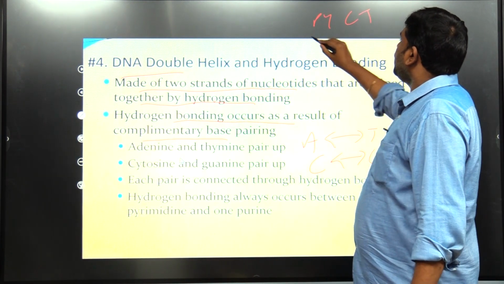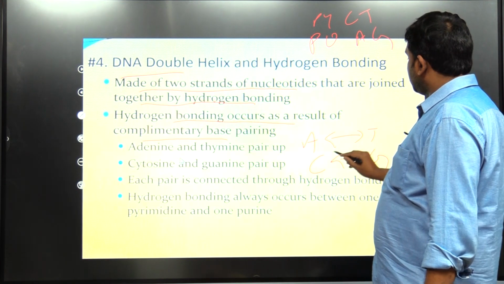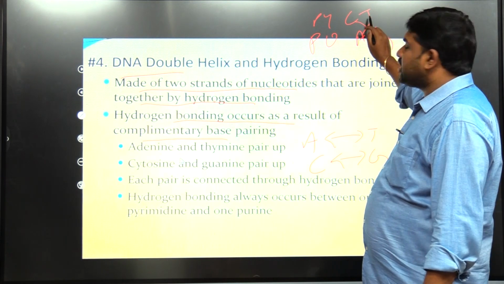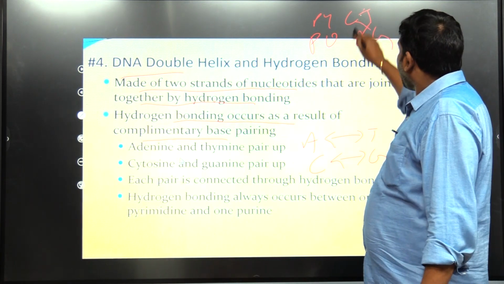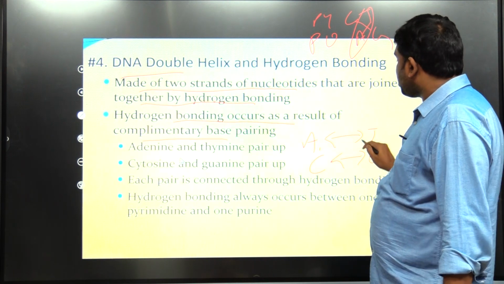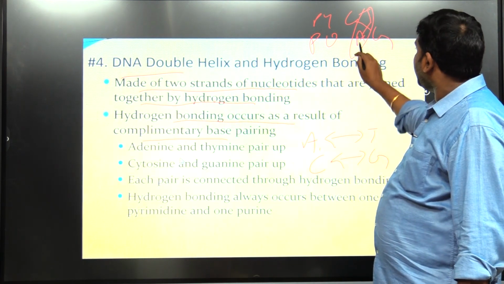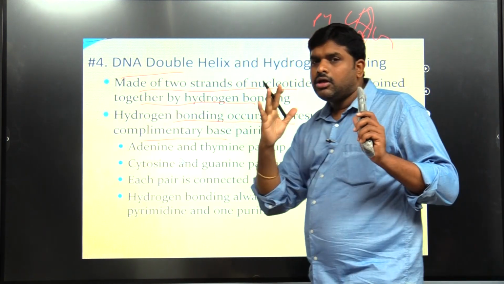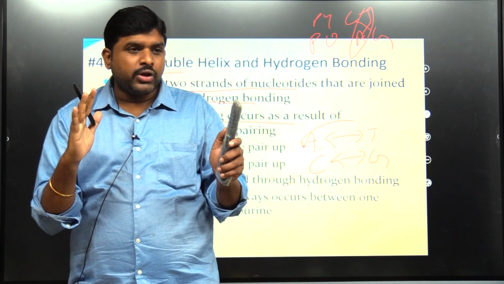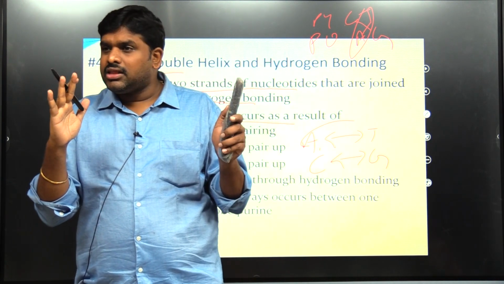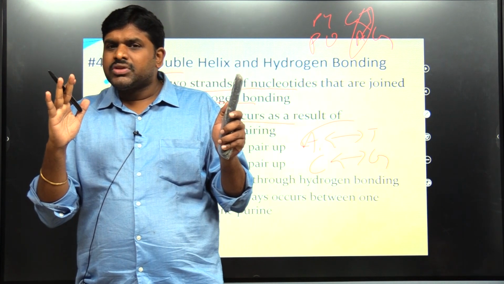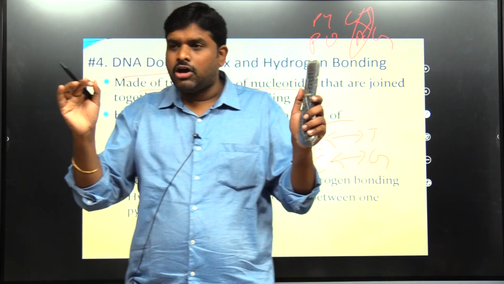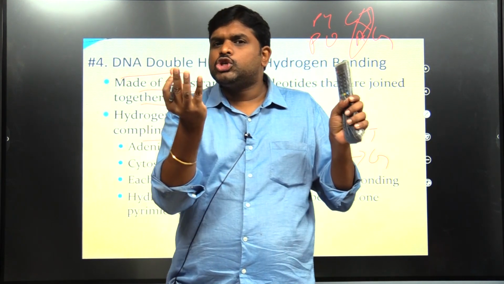Pyrimidines are CT, purines are AG. So A with T, C with G. A of purine is associated with T of pyrimidine. C of pyrimidine is associated with G of purine. In one base pair, one pyrimidine will associate with one purine. C will be associating with G and A will be associating with T. It's a fixed formula. When this link is established, a hydrogen bond will be there.